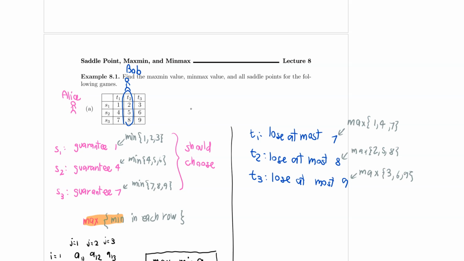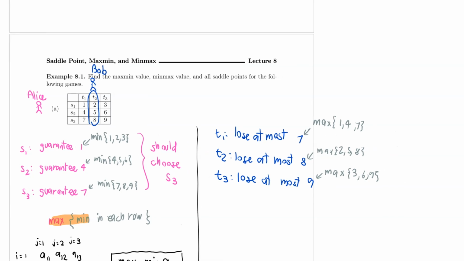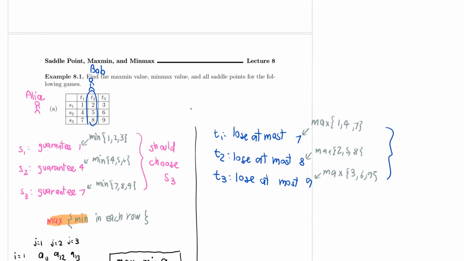And we saw earlier from Alice's point of view that she should choose S3. And then we also said earlier that Bob should choose T1, because it's going to minimize the loss that he could have. So it's going to minimize the maximum possible loss. So it's going to be the max in each column.